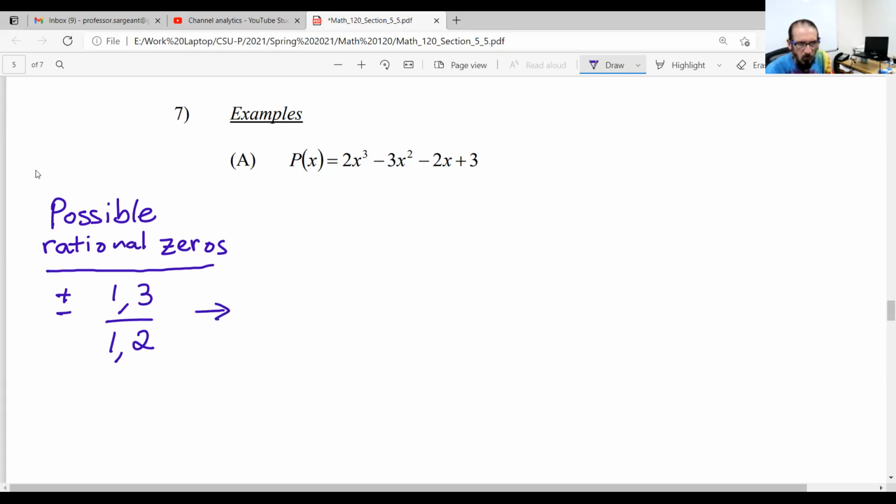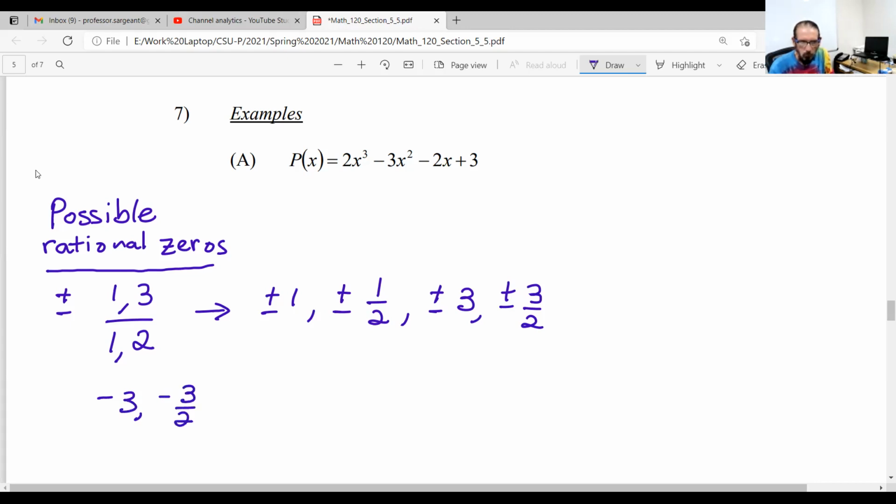Then when we start pairing these up, 1 over 1 reduces to 1, 1 over 2, 3 over 1, or 3 over 2. If you include the positive and negative, we've got 4 times 2, or 8 possibilities. And in fact, if I put those in order, we'd have these 8 possibilities.